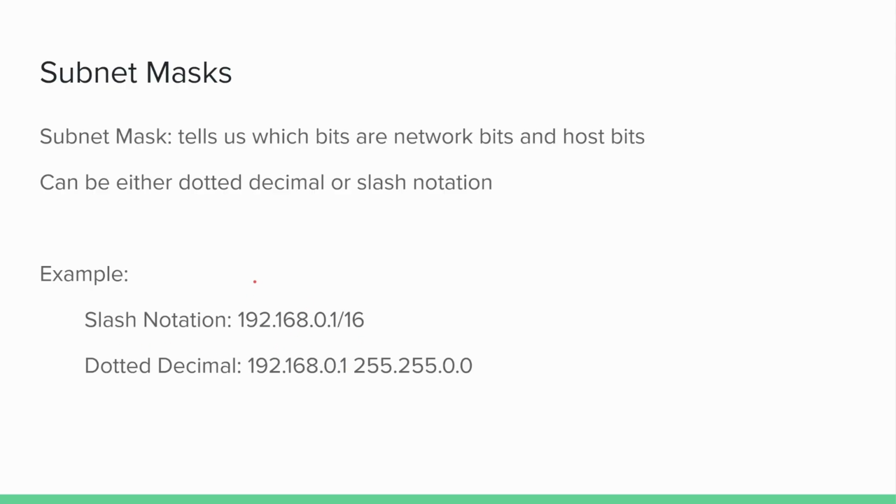There are also 2 forms of notation here. The first one is dotted decimal, which looks like a second IP address after the first IP address. So this would be your subnet mask here, and this is your original IP address. And there's also slash notation, which is right here. Again, you can see the same IP address in the front. These 2 IP addresses with subnet masks are actually exactly the same, and I'm going to show you why in the next slide.